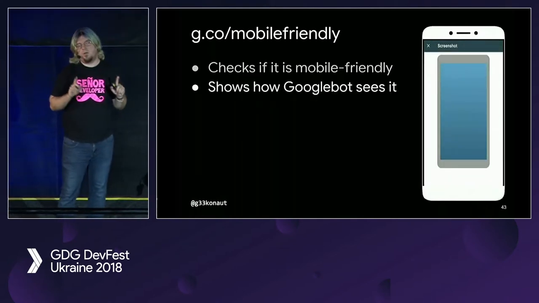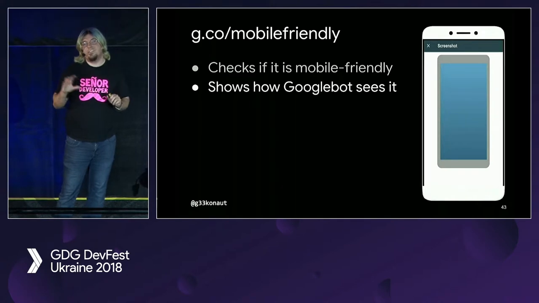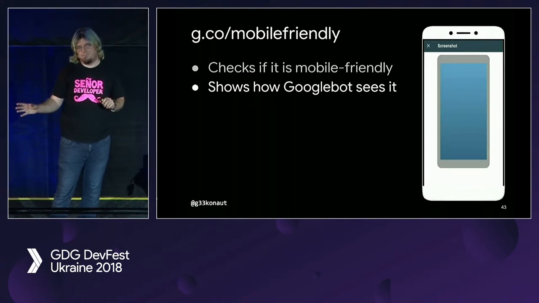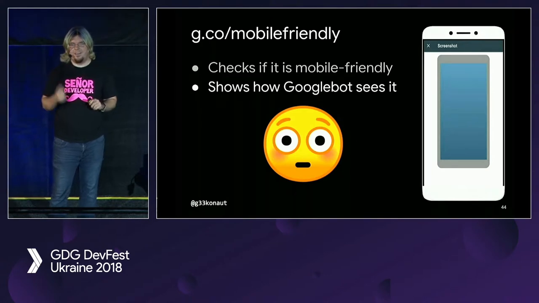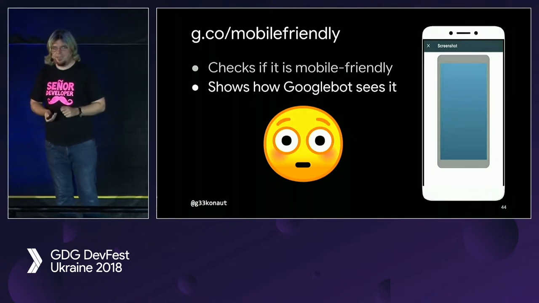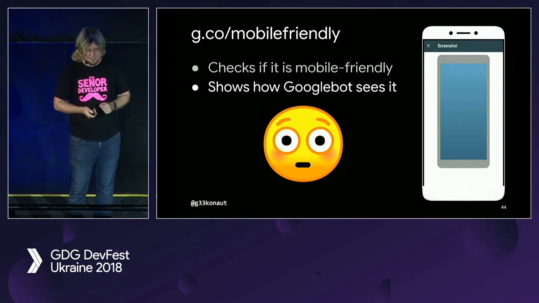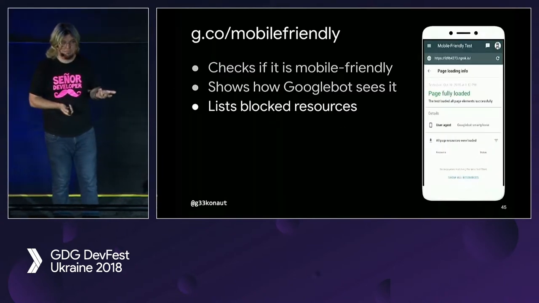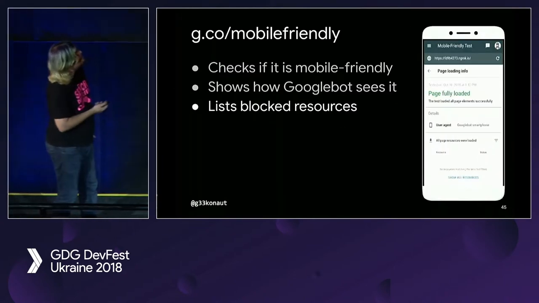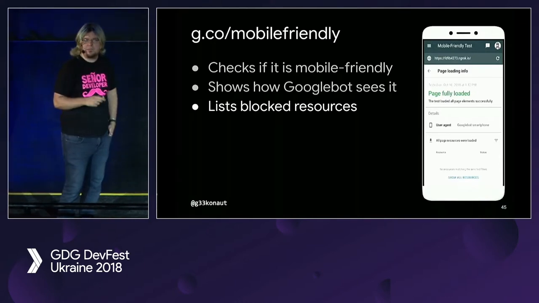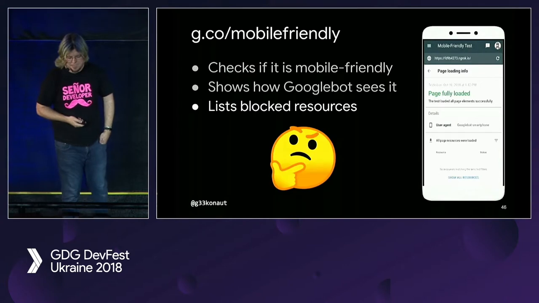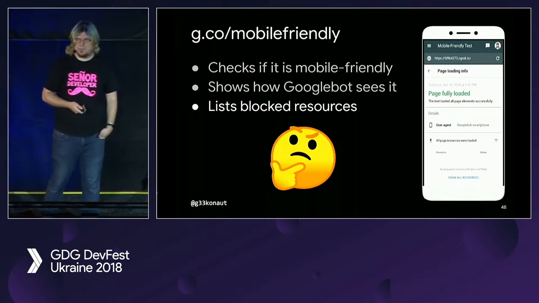More importantly, it also shows us what Google sees when they come to our page. And they see that. Well, that's a surprise. So why is that? Was there something that wasn't loaded? Well, it says all of the things have been loaded, all resources have been available, it's fine, you're good. So that's not really helping. So what else could it be?